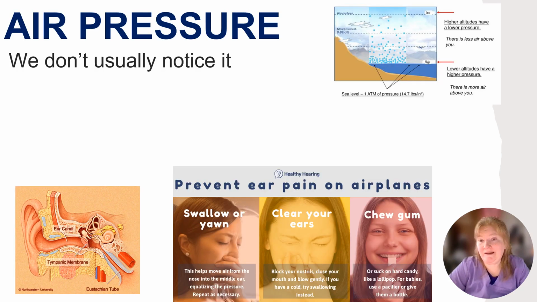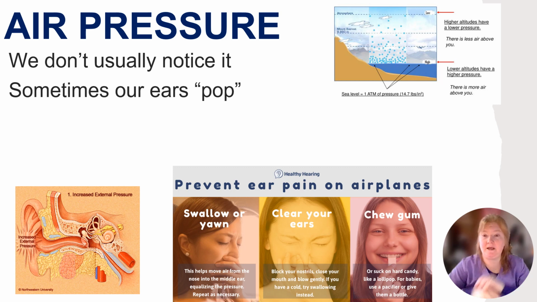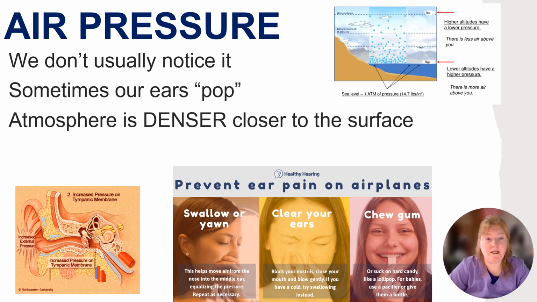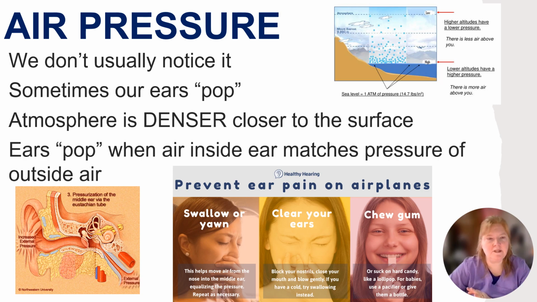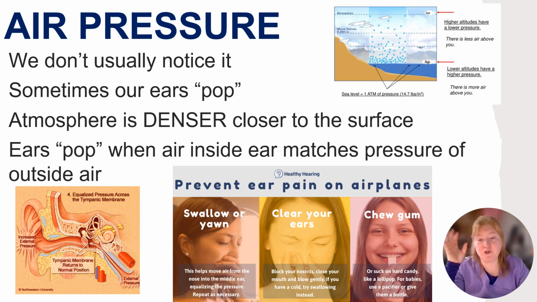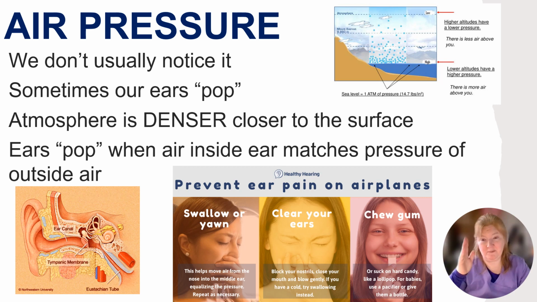Now, we don't typically notice air pressure. We're not like, oh my gosh, the pressure of the air on me is too much. But sometimes we do notice it, like when our ears pop when we're traveling in hilly areas or in airplanes. And that's because the atmosphere is denser closer to the surface, so our ears pop when the air inside matches the pressure of the outside. So when the pressure of the outside air changes as we're going through hills or mountains or in an airplane, the inside has to kind of calibrate to that.